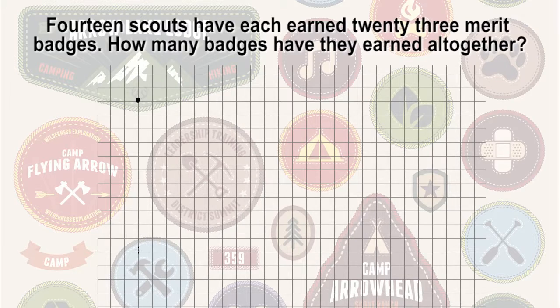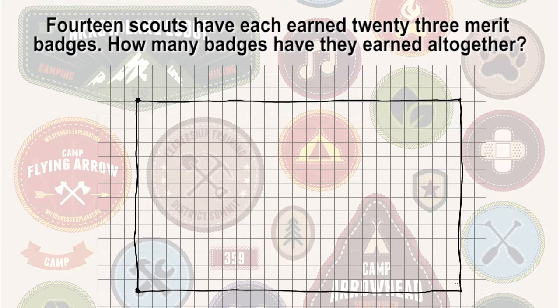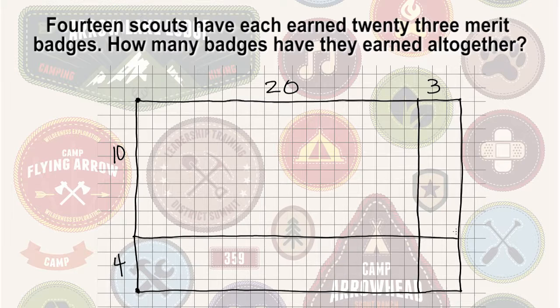Draw a rectangle that is 14 by 23. Write the decomposed numbers along the left and top of the rectangle. On the left, write a 10 and a 4. On the top of the rectangle, write 20 and 3. Next, draw a vertical line at the 20th square and a horizontal line at the 10th square. This creates the 4 sections of the rectangle that will correspond with the 4 partial products.